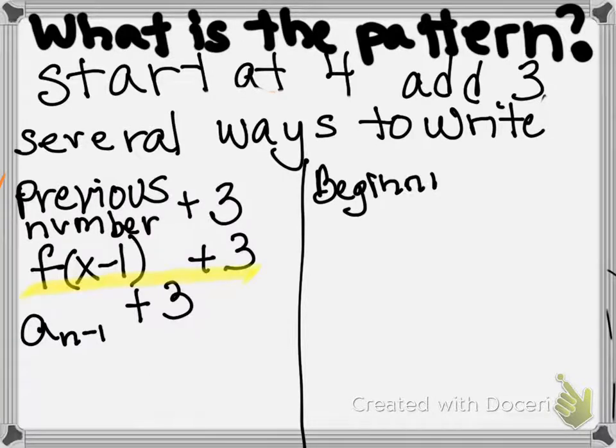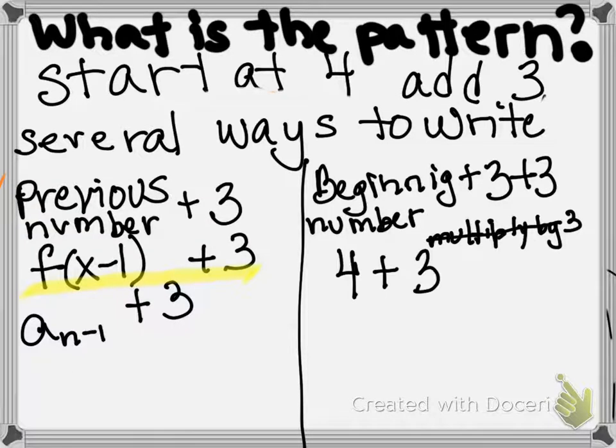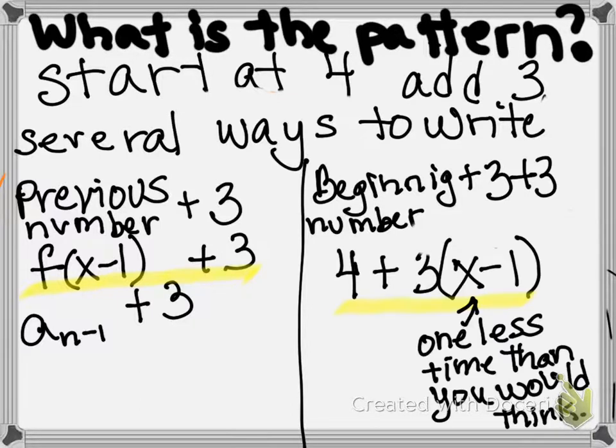So we could say we have a beginning number. Our beginning number, in this case, was 4. So we could say 4 plus 3, but this is kind of strange. We have to decide how we're going to represent this. We're repeatedly adding 3. Now we don't want to use an exponent because an exponent's repeated multiplication. To say repeated addition, we want to use a parentheses with an x minus 1.